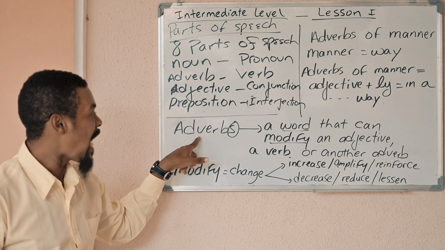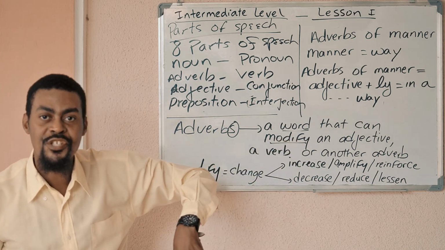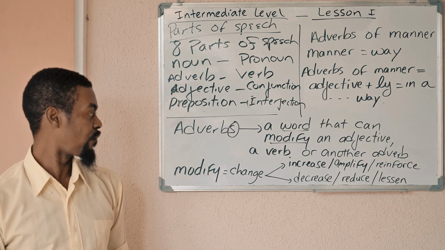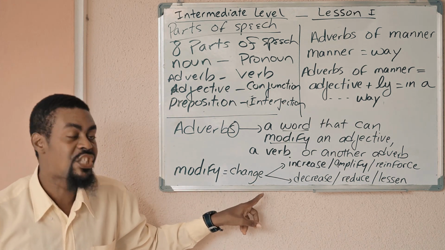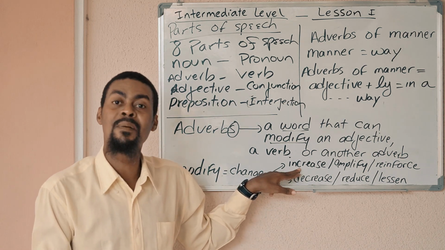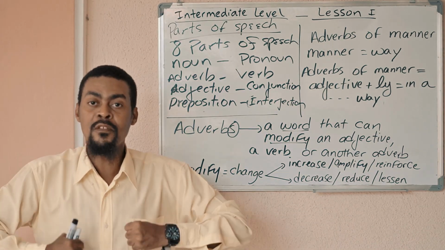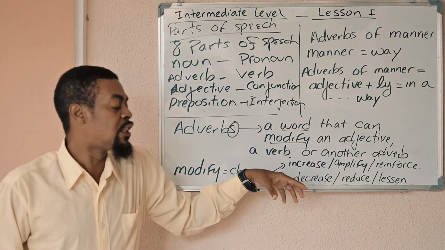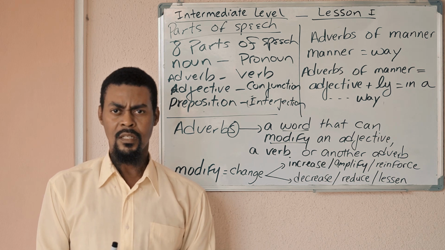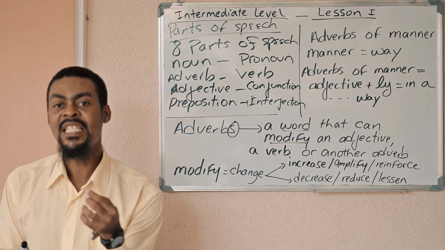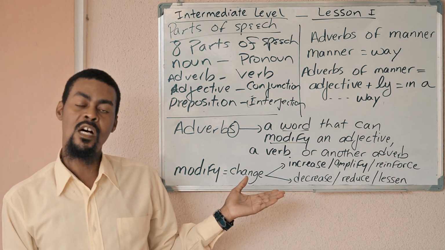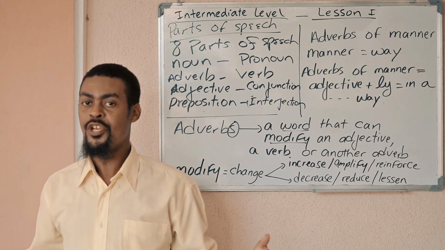So an adverb is a word that modifies, that changes an adjective, a verb, or another adverb. Modify is change. You can change something to make it better or to make it worse. You can change something to increase the capacity, to amplify it, to reinforce it, or you can change it to decrease it, to lessen, or to reduce the capacity. This is what modify means. This is exactly what an adverb does. It modifies a verb, an adjective, or another adverb.